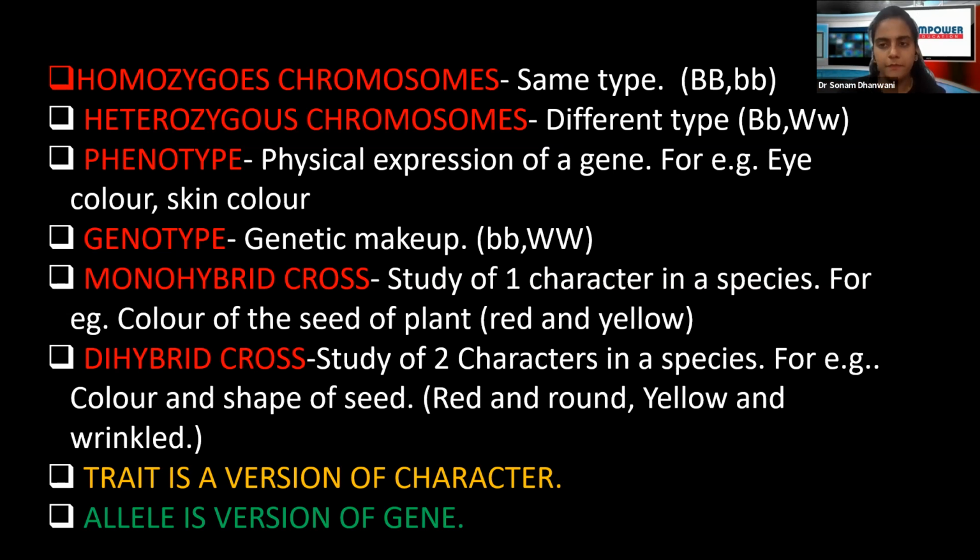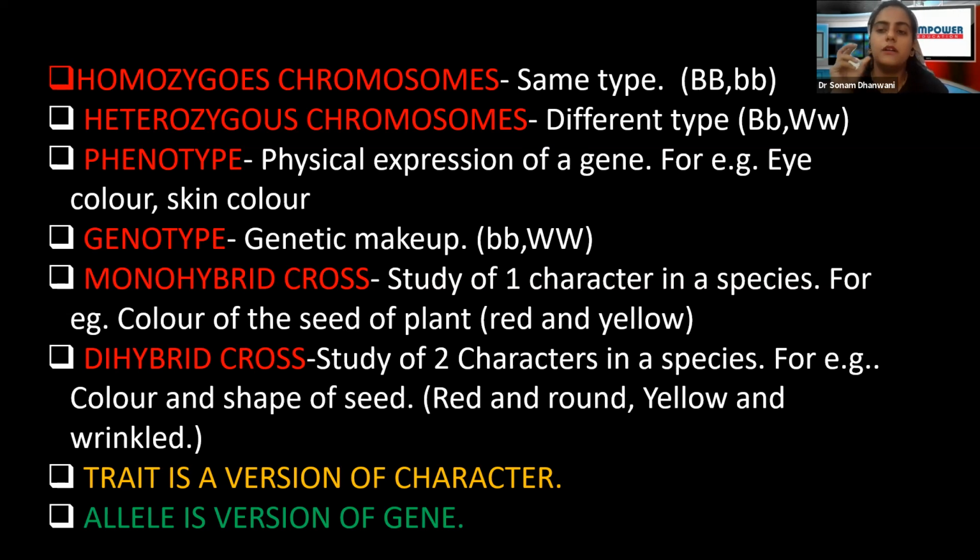Okay. Now, what is monohybrid cross? Mono means one. Okay. Monohybrid cross means when we are studying only about one character in a species. Now, suppose we have taken plants as a species and we are studying about the color of the seed. So we are only going to be studying the color. So it will be red, yellow, blue, green, whatever. That is a monohybrid cross.